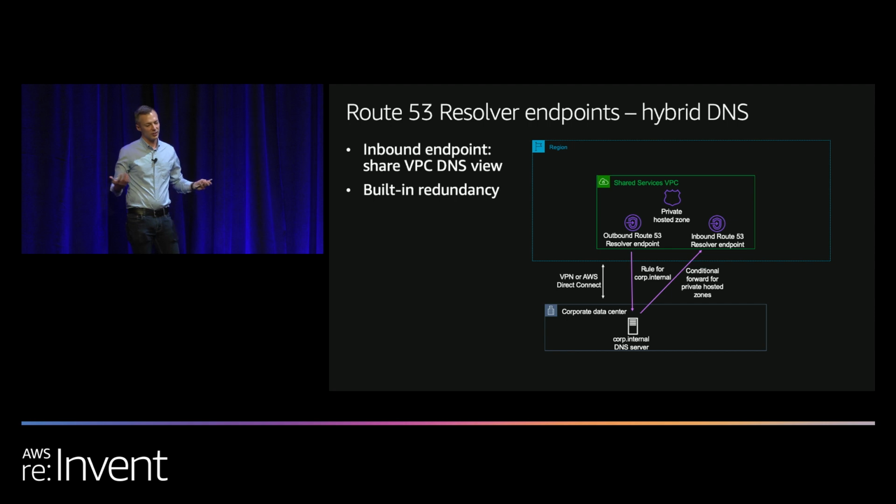This has built-in redundancy. It leverages the Amazon Route 53 service. Also, with our outbound endpoints, they function very similar to the same way that VPC endpoints work. So you can provision multiple elastic network interfaces and build out scalability across availability zones in the same manner.